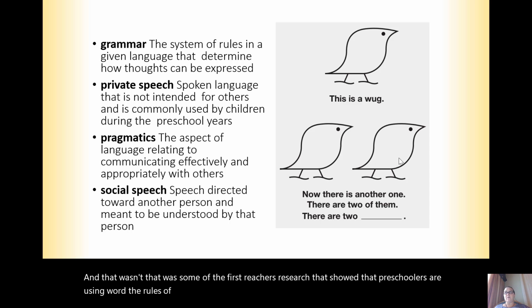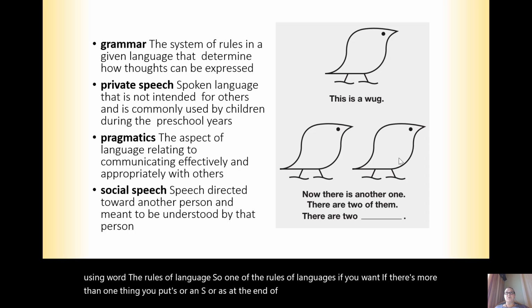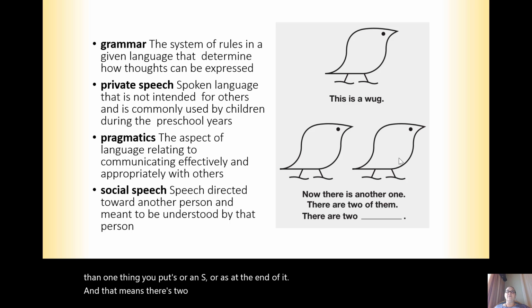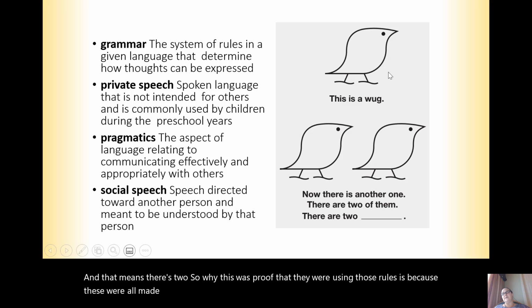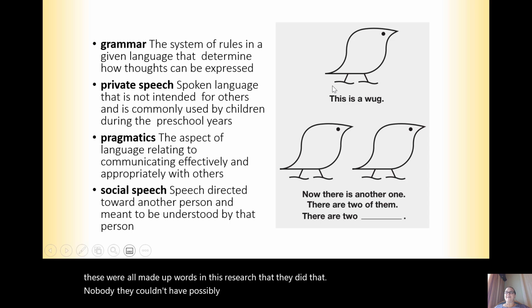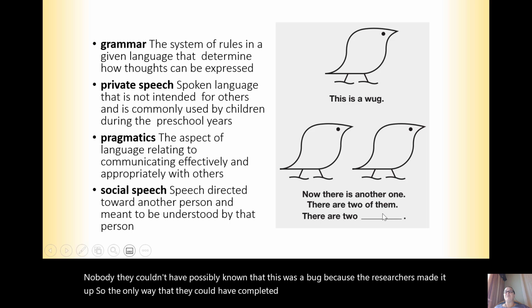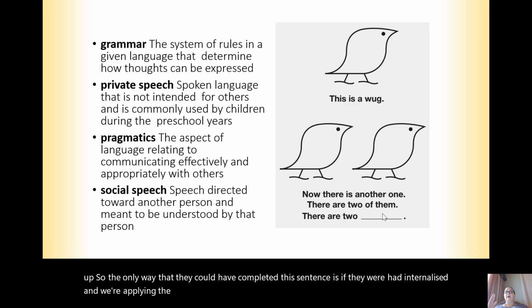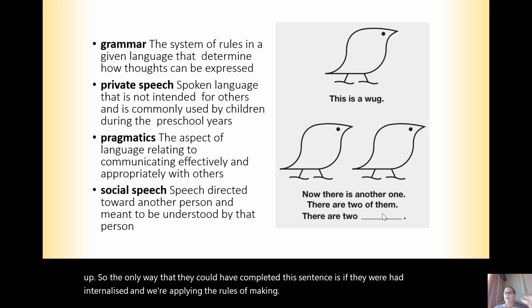So one of the rules of language is if there's more than one thing, you put an s or a z at the end of it, and that means there's two. Why this was proof that they were using those rules is because these were all made up words. They couldn't have possibly known that this was a wug because the researchers made it up. So the only way that they could have completed this sentence is if they had internalized and were applying the rules of making nouns plural, more than one of them.